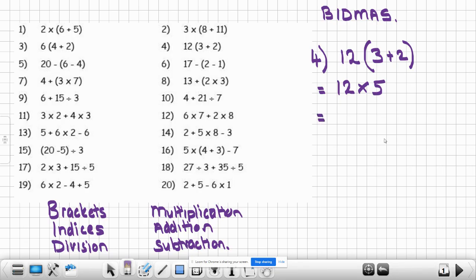12 multiplied by 5, well, we've got 2 lots of 5 is 10, 5 lots of 10 is 50, 50 plus 10 gives us 60.